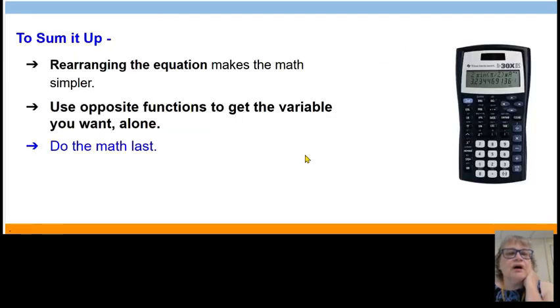Okay. To sum it up, rearranging the equations makes the math simpler. Use opposite functions to get the variables you want alone, and then do the math last. It's always the best way to do it. Do the math last.